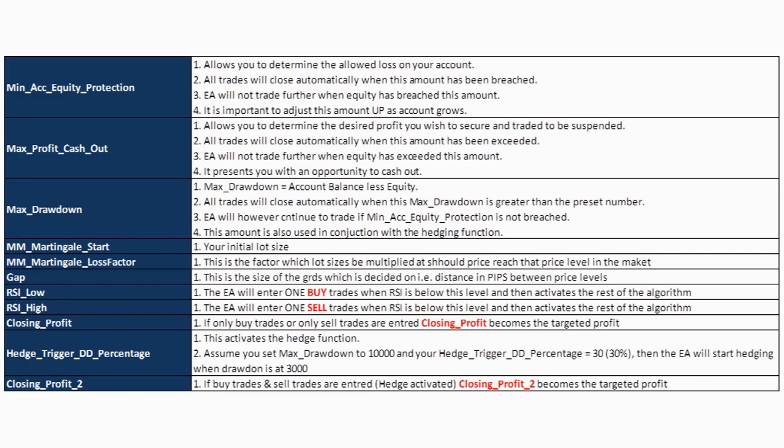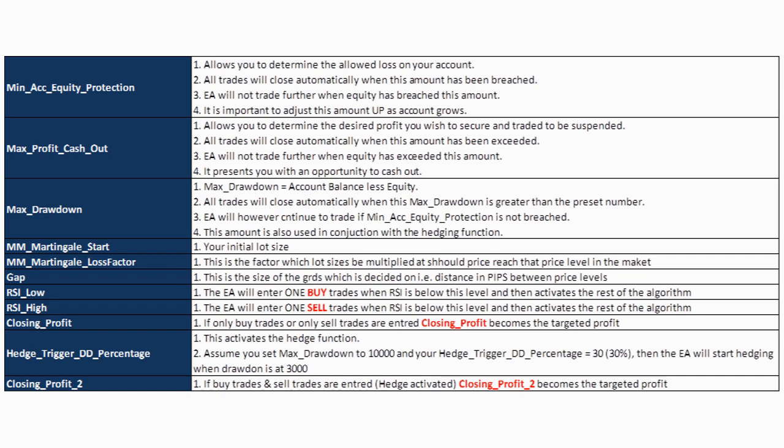The next input or the next setting is the martingale start. All this is your initial lot size. Now, once again, if you don't understand what lot sizes are and so on, if you're new to trading, you can go into the Forex Expert Secrets program, which we've given you as a free bonus to understand the basics of Forex. Please go and have a look what a lot size is. And once again, I'm going to be giving you the settings which I have used.